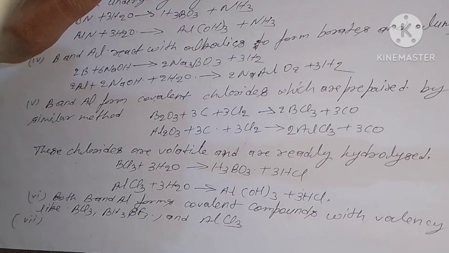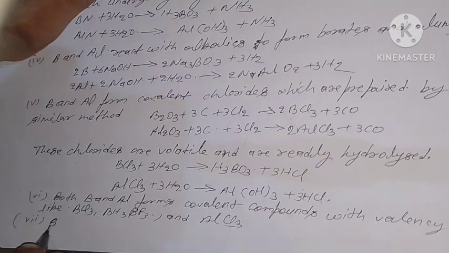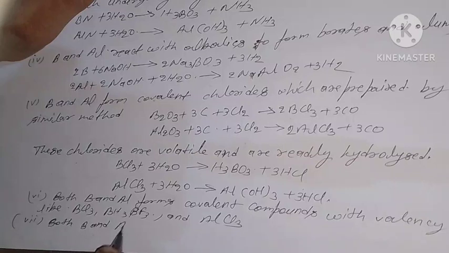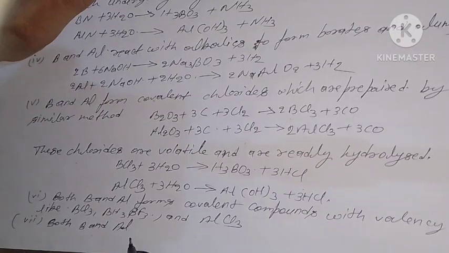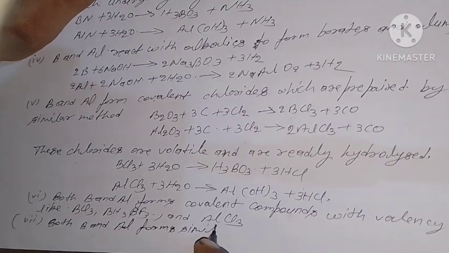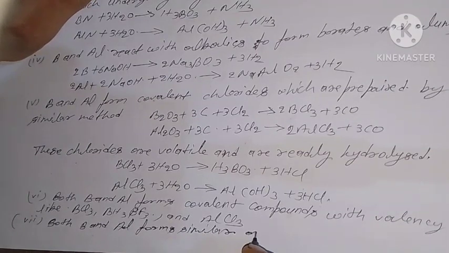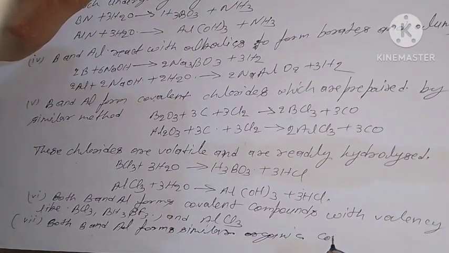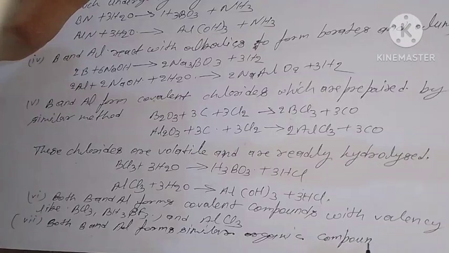Seventh point. Both boron and aluminium form similar organic compounds with alkyl radicals.